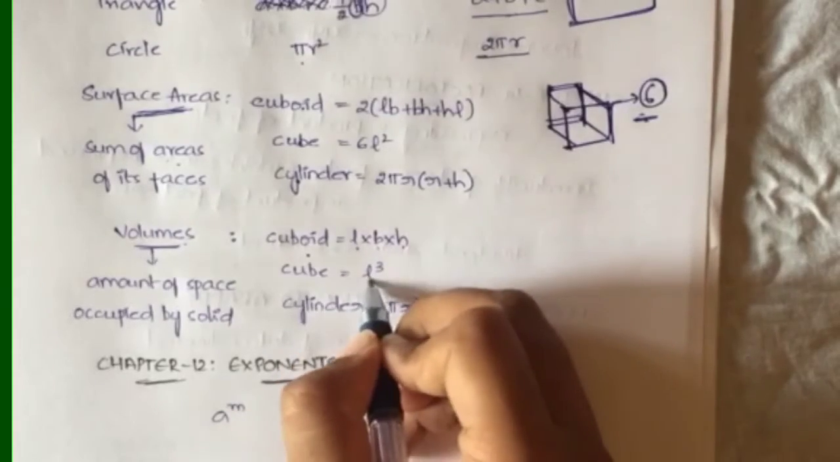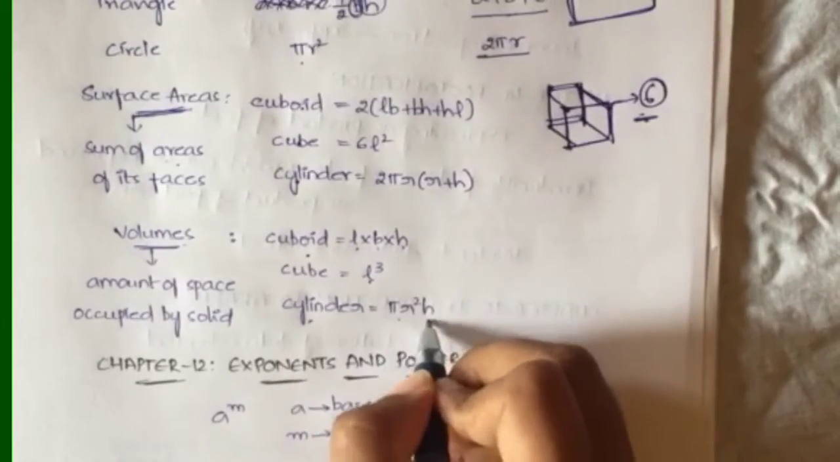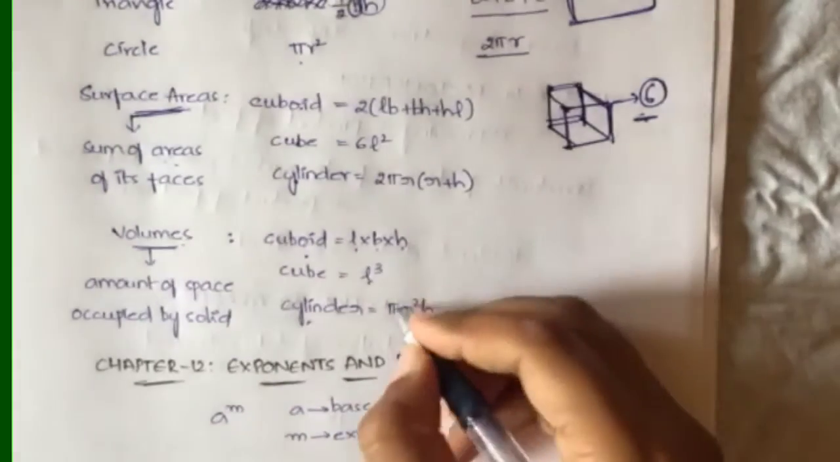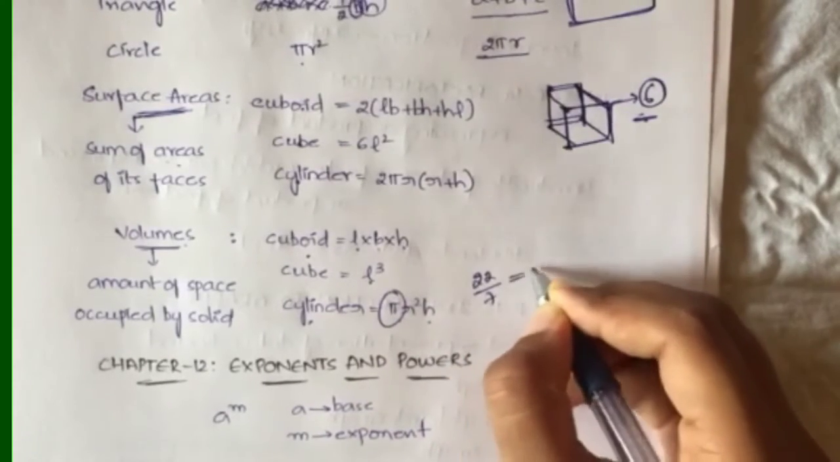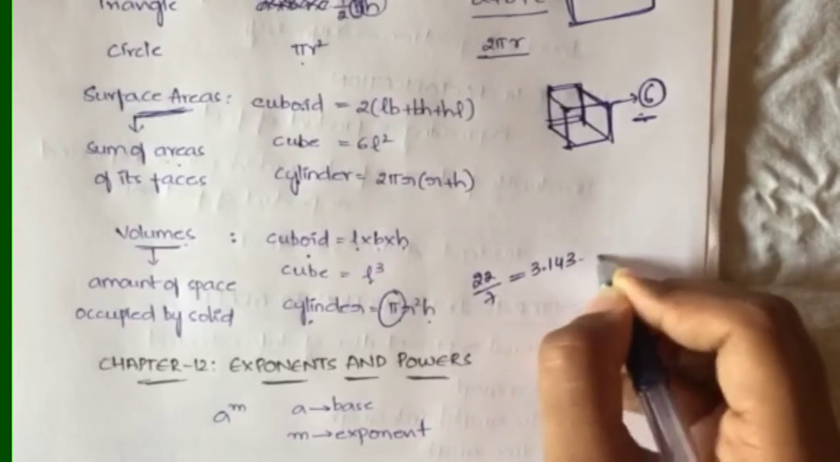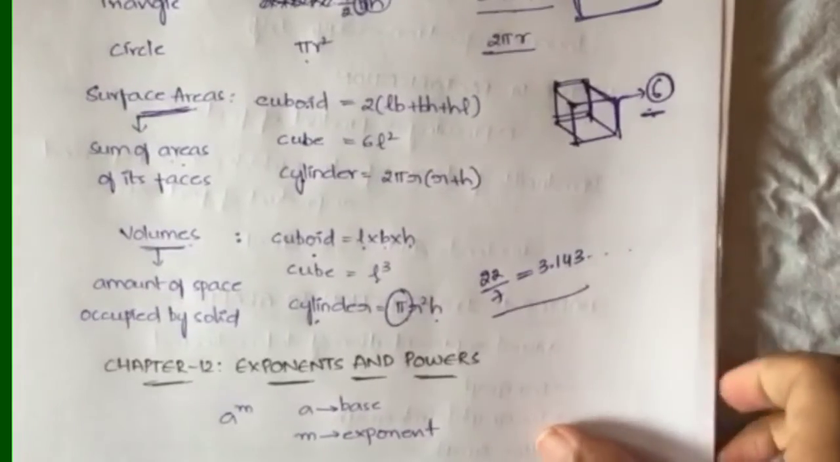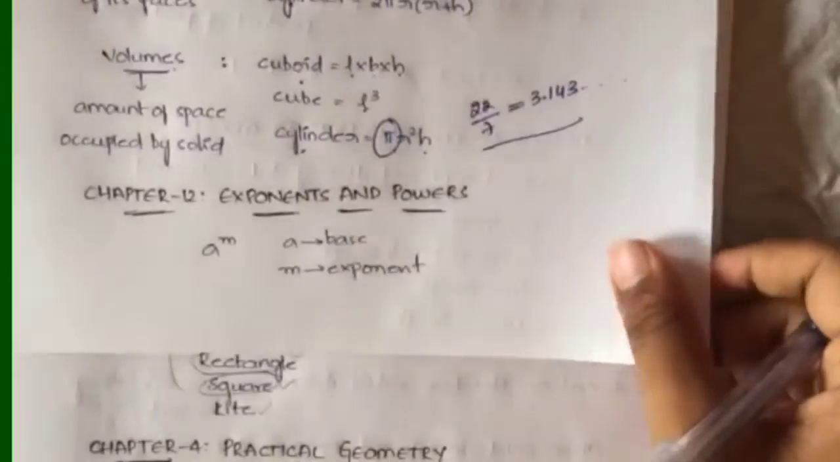For cube it is L cube. And for cylinder it is pi r square into H. Okay, you already know pi, right? Pi is a constant. That value is equal to 22 by 7, or that is also equal to 3.143 and so on. It is an irrational number. Clear? Next, exponents and powers.